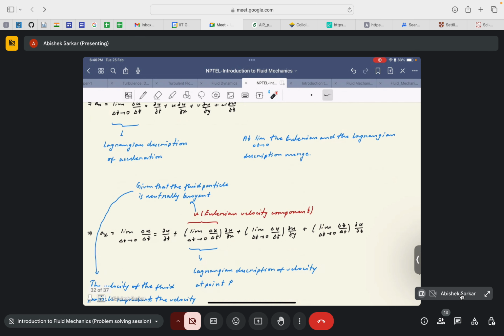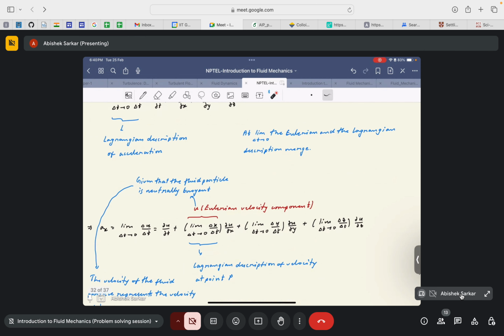So this is something that we have seen here. All these things become delta x by delta t, delta y by delta t, and delta z by delta t. In the limit delta t tends to 0, delta x by delta t becomes equal to u, which is the Eulerian velocity component. Similarly, delta y by delta t is the velocity v, and delta z by delta t is the velocity w of the Eulerian velocity description.